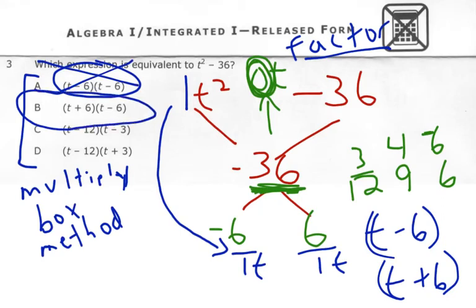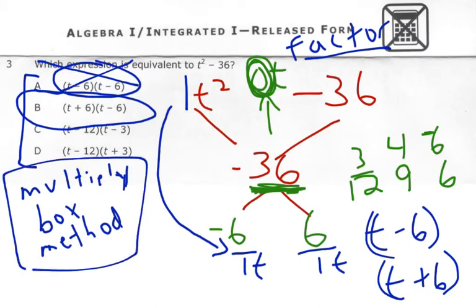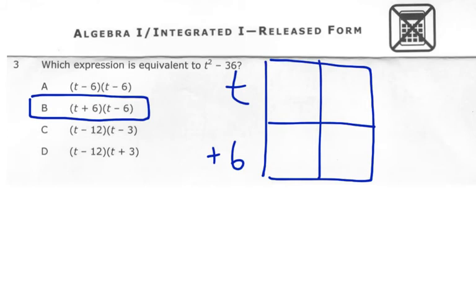So we're going to check that now using the box method that I talked about earlier. So let's go back to that to check our work. I just made a box, and I put t plus 6 on the top, and going across I'm going to put t minus 6. It doesn't matter if you had it the other way around, you're still going to get the right answer. And we're going to go ahead and multiply.